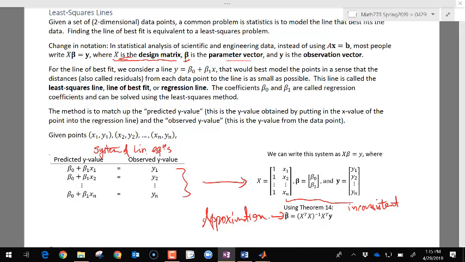And I think this is theorem 13, not 14. But I don't know, I think it's 13. Anyways, you have A transpose times A multiplied with X hat is equal to A transpose times your B vector. At least that's how it was written in the theorem, also in your quiz. But we're going to use X's and betas and Y's this time. Okay.